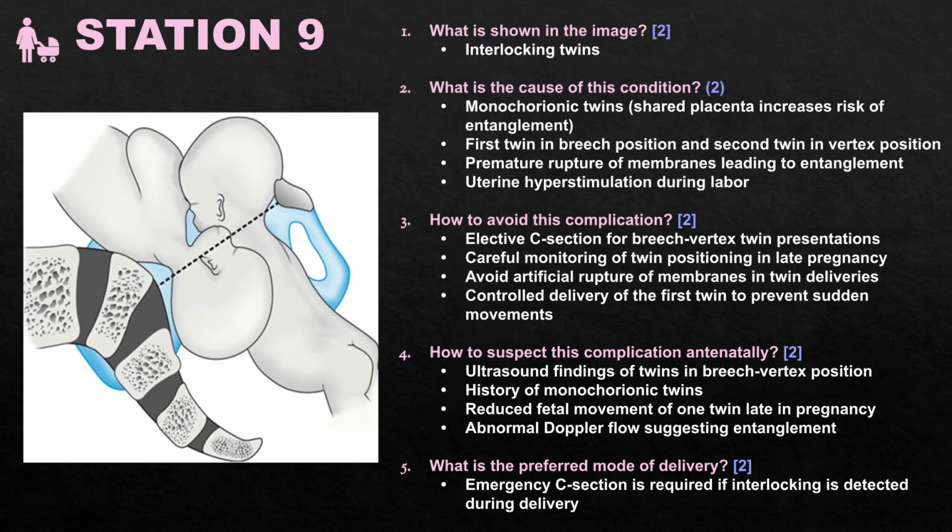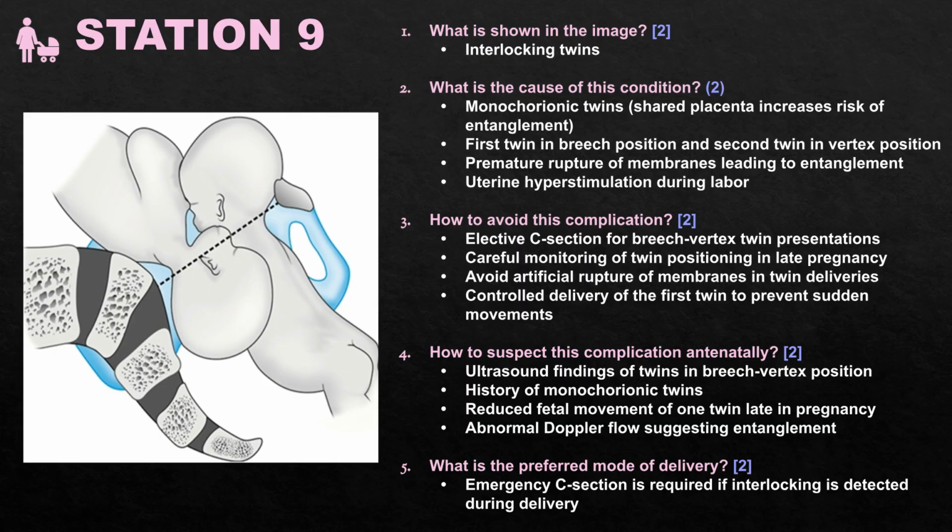Uterine hyperstimulation during labor. How to avoid this complication? Elective C-section for breech-vertex twin presentations. Careful monitoring of twin positioning in late pregnancy. Avoid artificial rupture of membranes in twin deliveries. Controlled delivery of the first twin to prevent sudden movements.